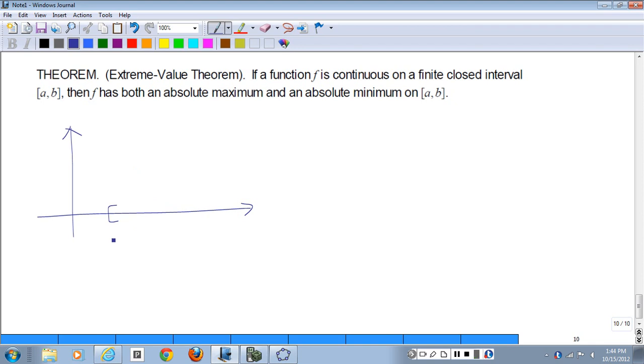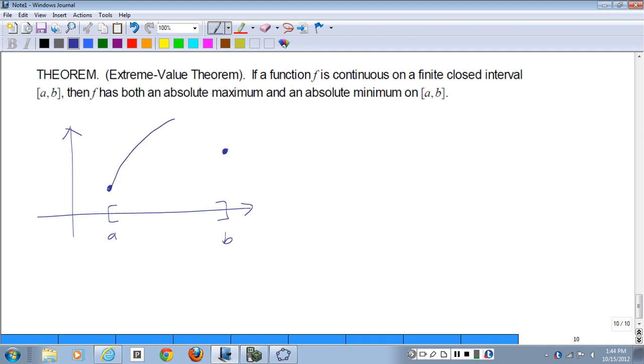So there's a, and there's b, and the function has to be defined at a somewhere. It can be greater or less or the same at b. Let's say it's right there. I could connect the dots with a straight line segment. I could go up above, down below. It could wiggle around a lot. But if it's continuous on this closed interval, it will have both an absolute maximum and an absolute minimum.